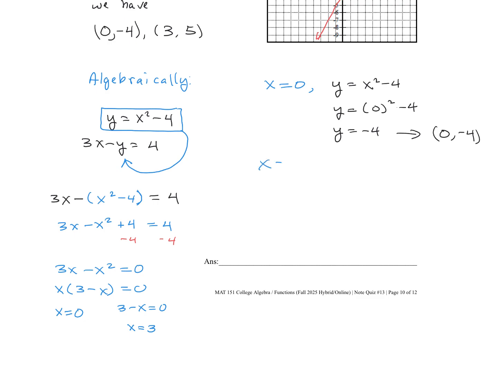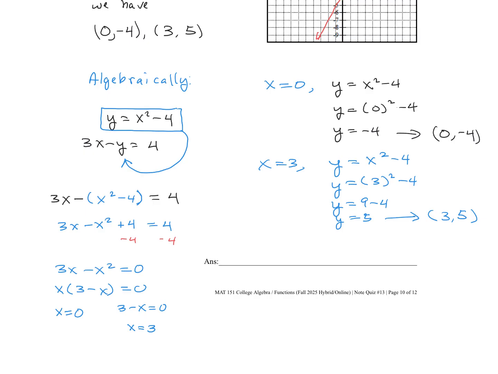Now when x is equal to 3, we know that y is equal to x squared minus 4. So y is going to be 3 squared minus 4. So y is 9 minus 4, which is just 5. Makes the ordered pair 3, 5, which looked like the point we saw on the graph.